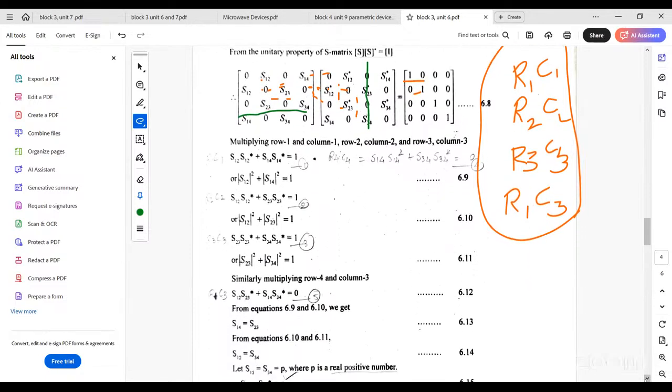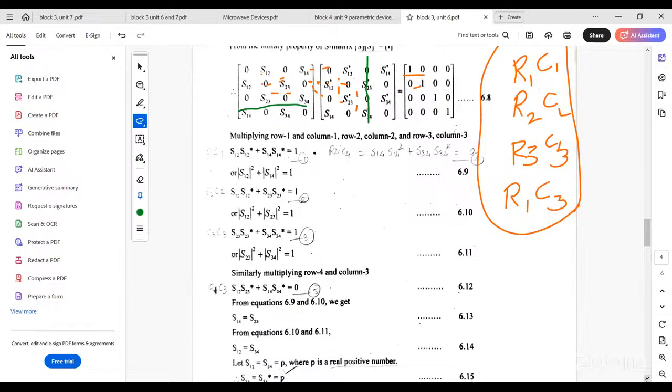What is R1C3? This is equation 6.12. Here this one is R1C3. Cross check R1C3. R1C3 is satisfied. We got 4 equations. Is it? Now from 6.9, how did I get 6.9? R1C1 we got now.